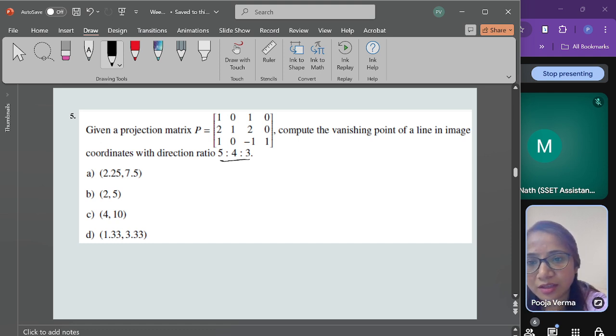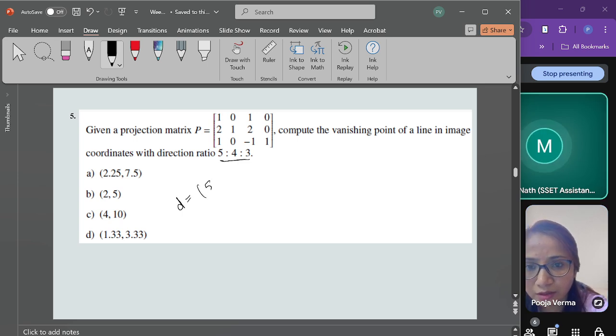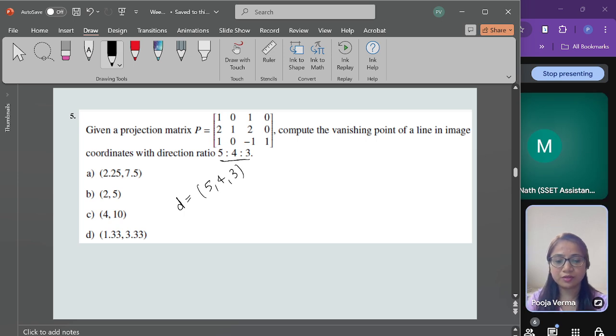The 3D direction, let's say the direction ratio, is represented by D. Instead of 0, we will take this one of 5. We take 5, 4, 3. What will be the equation for the vanishing point? Does anyone have any idea?